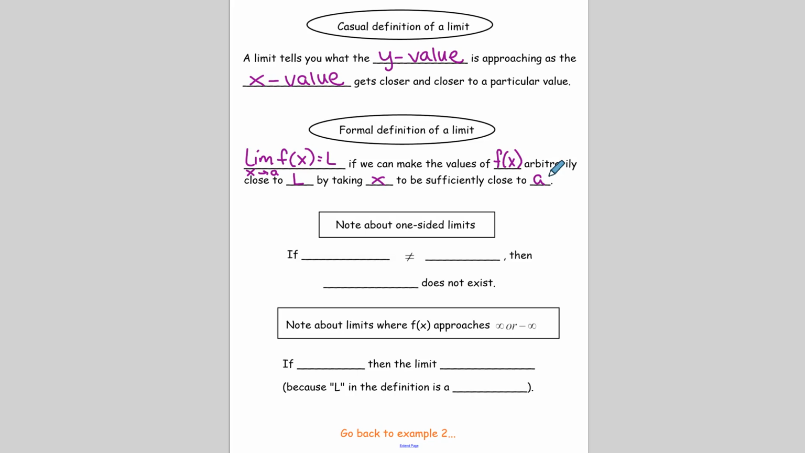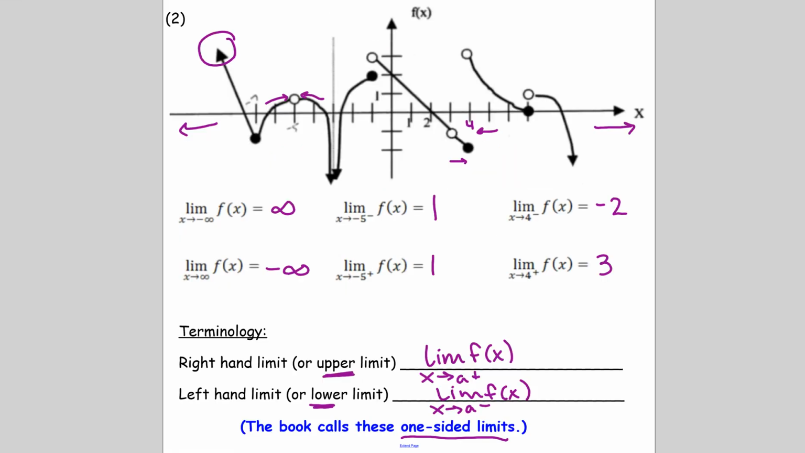Now let's look back at the previous slide. Remember how in the case of looking at what was happening to the left and the right of -5, they were both approaching a height of 1 from both the left and the right? That means the limit of f of x as x approaches -5 is 1. From both sides it was 1, so the limit is 1.